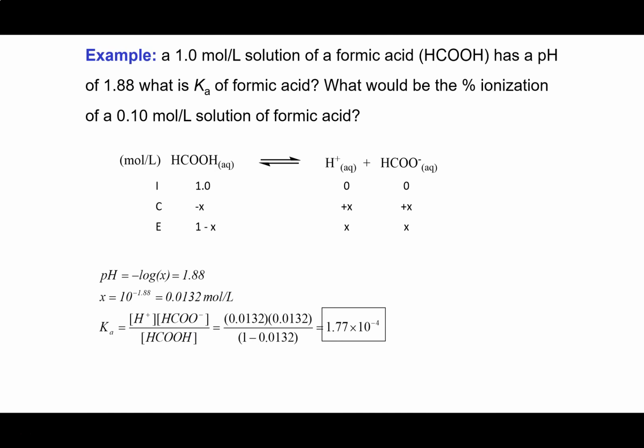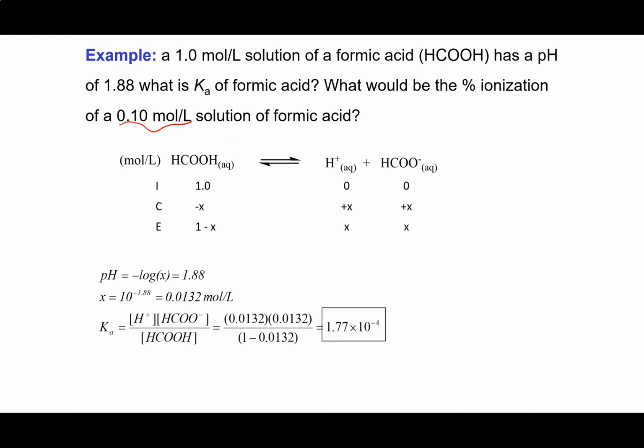Okay, so I'm going to illustrate now that we have to be a little bit careful with the percent ionization, because, as I said, it's dependent on our initial acid concentration. So what we're going to do now is go through and show what the percent ionization is for a 0.1 mole per liter solution of formic acid.